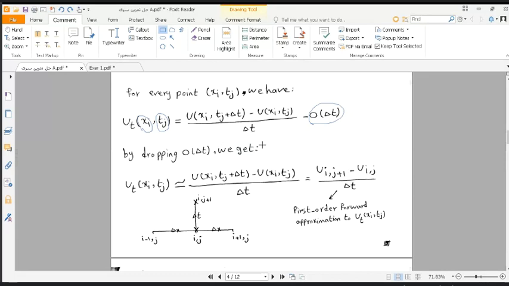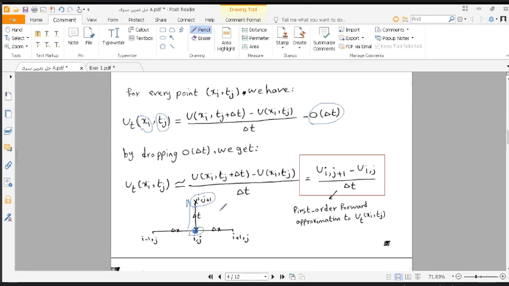The final formula: u_t at x_i and t_j is approximated by (u_{i,j+1} minus u_{i,j}) over delta t. It is the point with the indexes i and j plus 1. It is the point with the indexes i and j. We should compute u with respect to t at this point, okay? And we go above and we have i and j plus 1, because this is a forward formula.